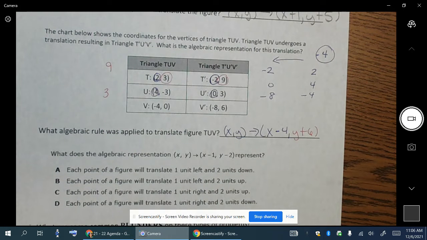All right, last one. Read them all and pick the one that works. Don't shout the answer. I'm going to give everybody a chance. So read those 4 answer choices to yourself. Don't say the answer. All you're doing is making sure you know what the -1 means, what the -2 means. And notice they switch them up. Is it right or is it left? Is it up or is it down?